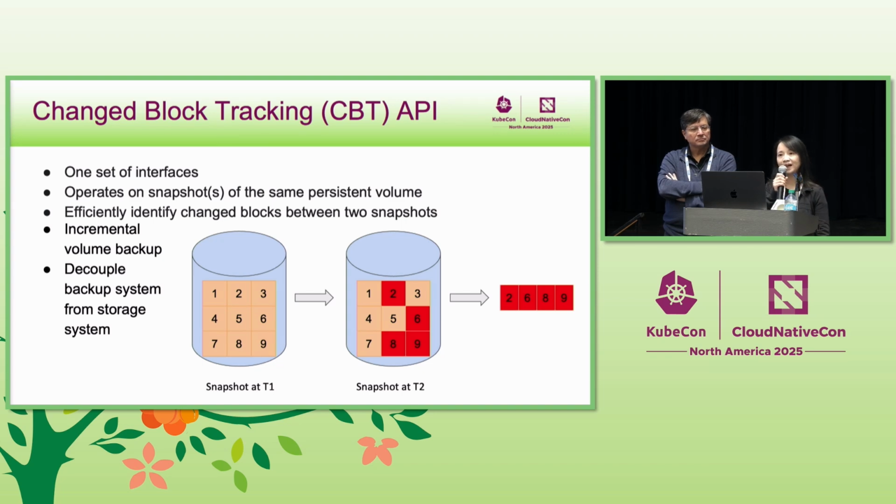Now let me do a deep dive of the change block tracking feature. We introduced APIs to support change block tracking in Kubernetes. This API allows you to identify changed blocks between two snapshots of the same persistent volume. This allows the backup application to support incremental volume backup. It also decouples the backup system from the storage system. A backup application can call this common API to retrieve the snapshot metadata instead of calling vendor-specific APIs directly.